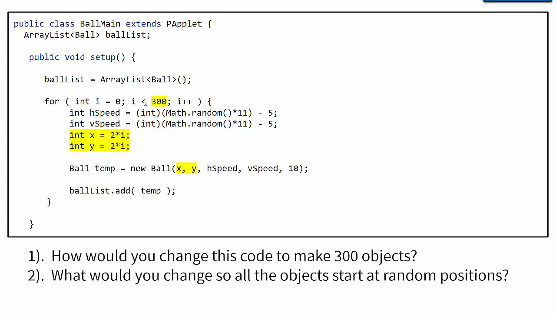So as I loop 300 times, each ball's xy coordinate is going up by 2 every time because it's my loop number times 2. So this will still give you 300 balls at different locations, only now their locations aren't random. Now their locations are going to go down the diagonal of the screen, and that's going to give a very different kind of visual effect.